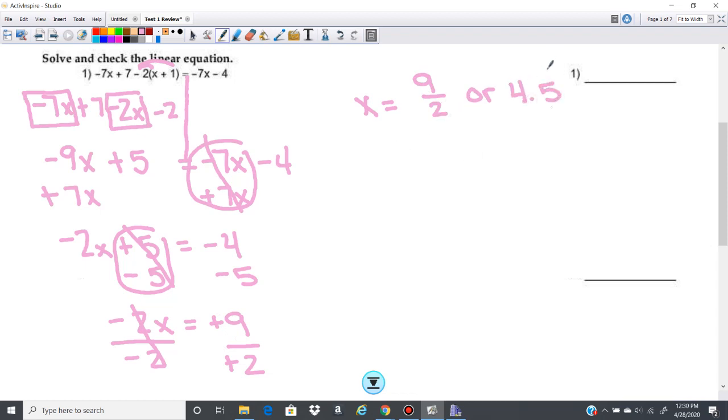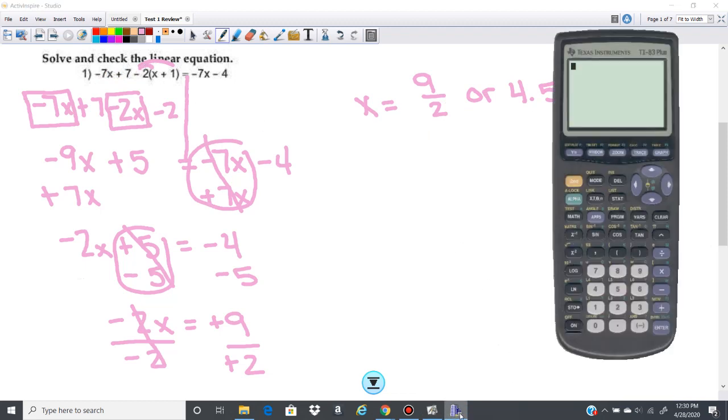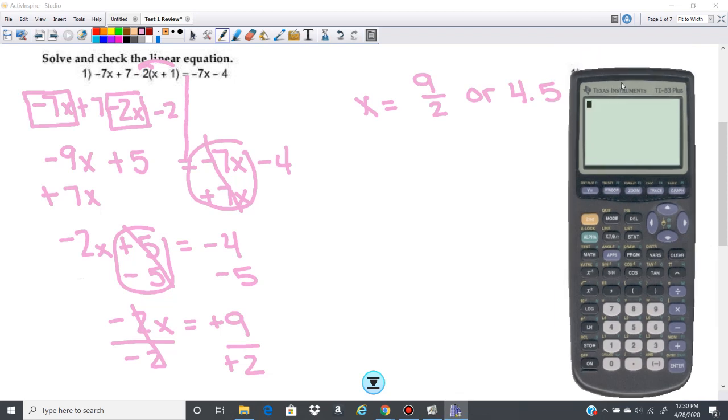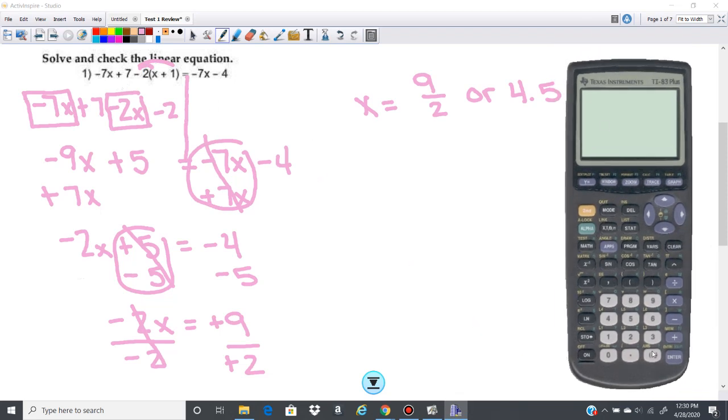And then we can go ahead and we can check that. So let's go ahead and check this with a calculator here. So I'm just going to use 4.5 for the calculator. I have negative 7 times 4.5 plus 7, then minus 2 times, let's see, 4.5 plus 1. All right, so that gives me negative 35.5.